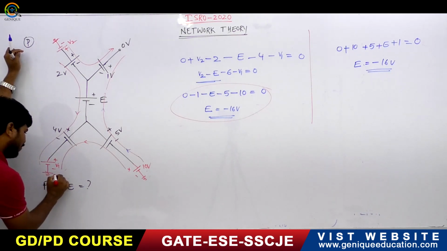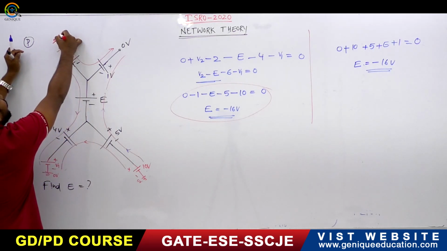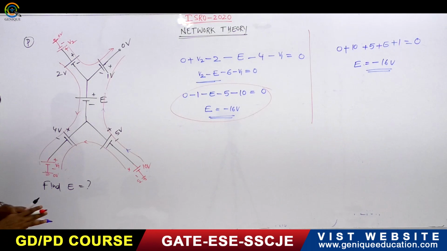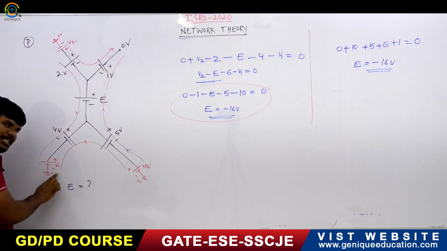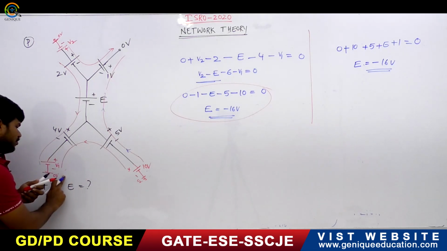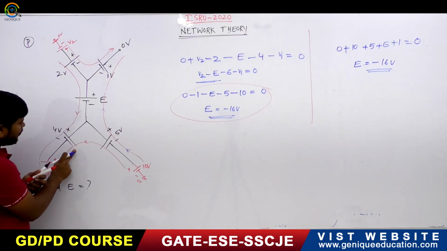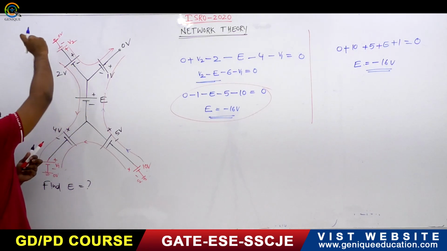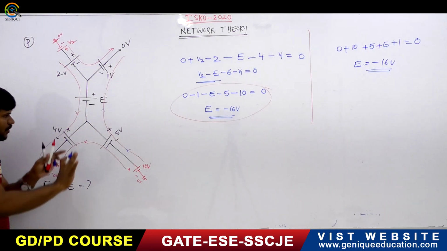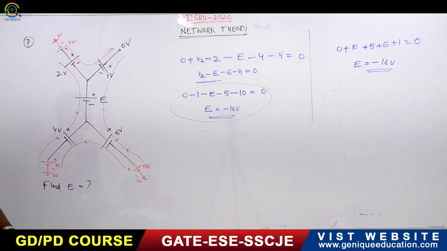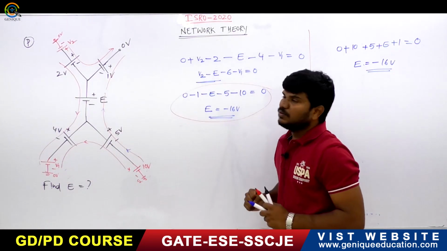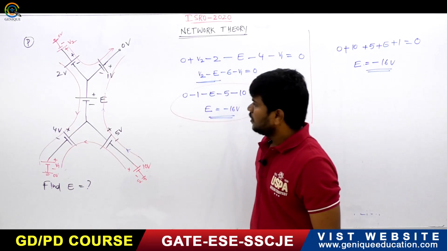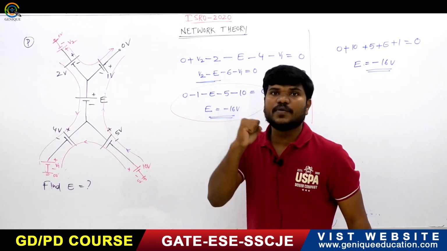Understand or not? It is 0 volts, 0 volts, 0 volts and 0 volts. Anyhow, it is ground. So if the current is coming like this, it means 0 plus V1 plus 4 volts, plus E plus 2 volts minus V2. So this is the meaning of the exact question. Now we got the E value. Now suppose you want to find V1, V2 values, how can you find?